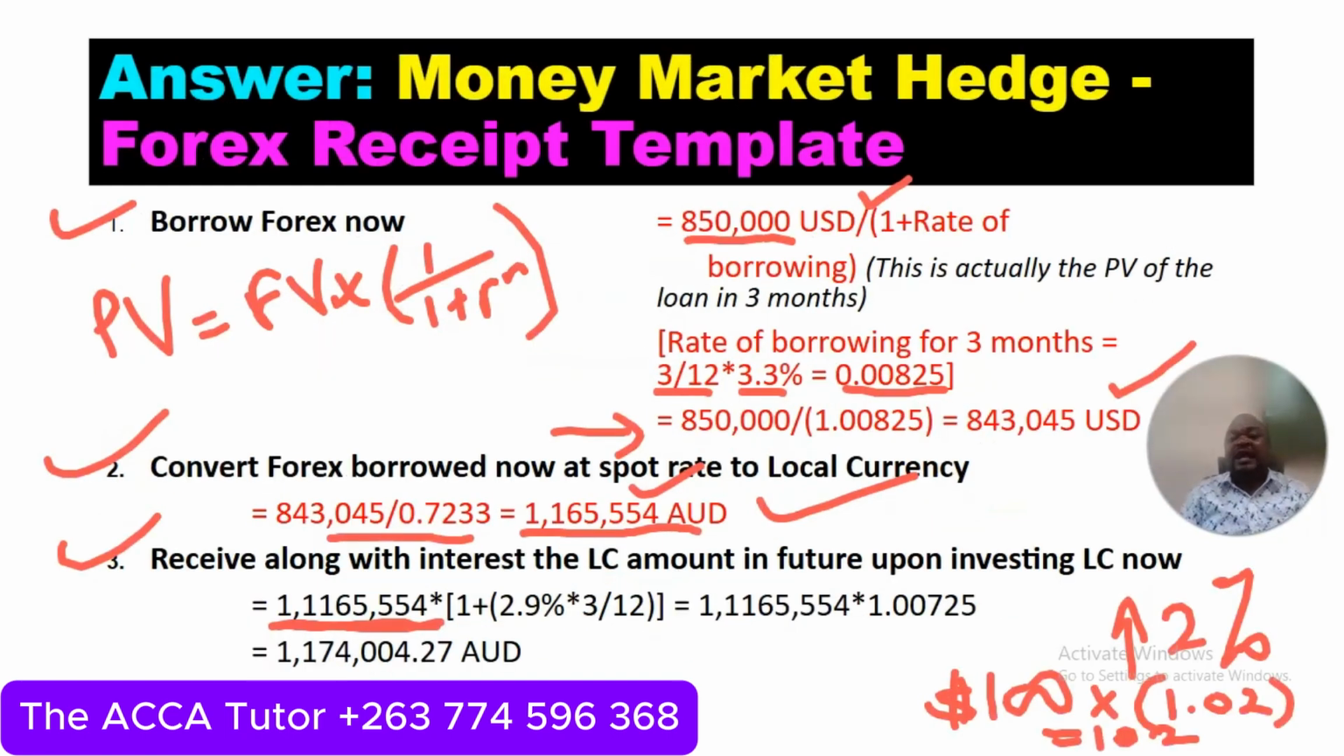Now, the 2.9 is for the whole year. We need to adjust it to 3 months. This is why we are multiplying it by 3 over 12, right? And remember, the 1 here is on standby. Once we have cleared everything in the bracket, we then have to add it to the 1, and we'll come to this position. This is our original figure, which is equal to that one. Multiply by the adjusted rate, 1 plus 0.00725, and you get 1.00725.